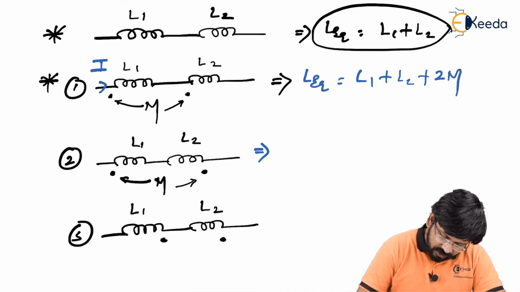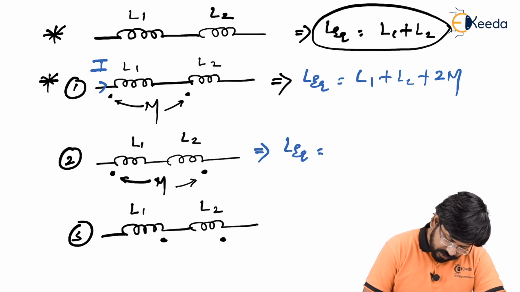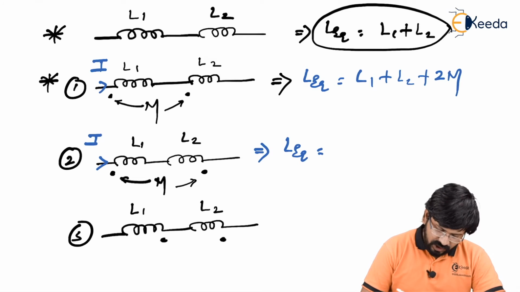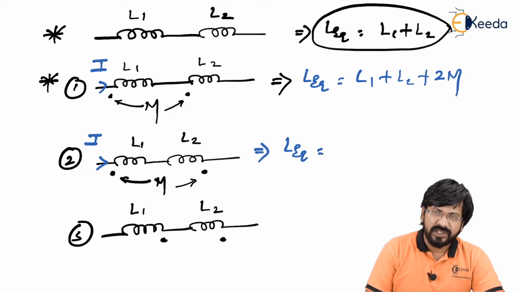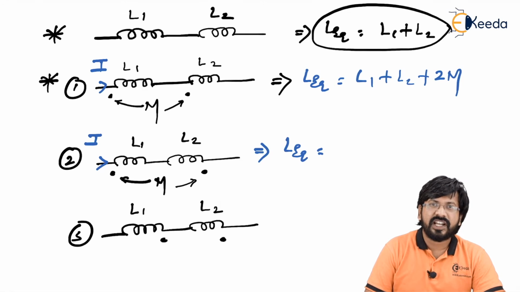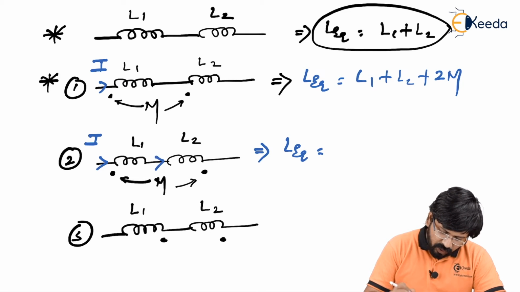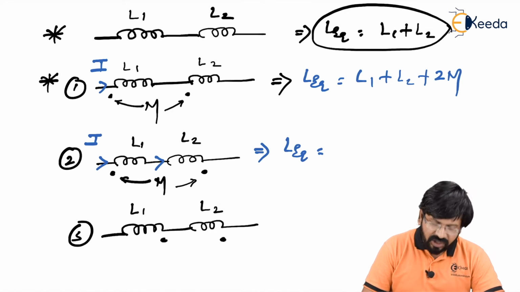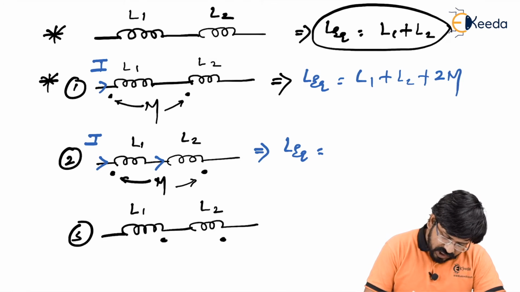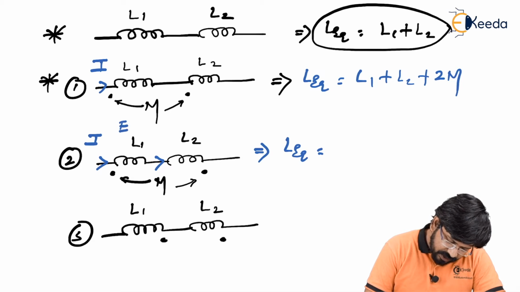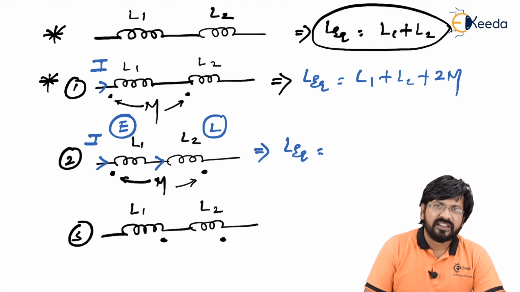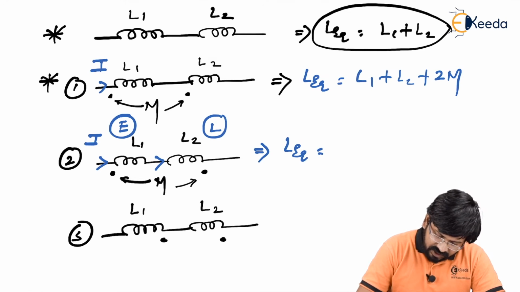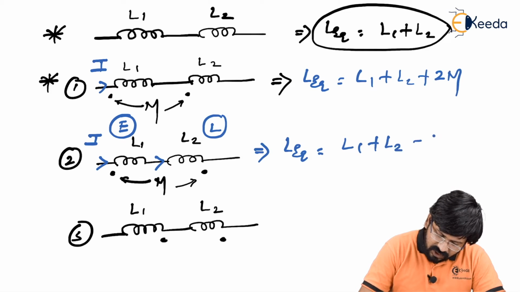For example, let's talk about the second example, L equivalent. As I said earlier, just send some current. For coil number 1, you can check it is entering into the dot first. Therefore, for coil 1, it is called entering by the dot. When the same current progresses ahead, it doesn't enter into the dot first, it enters into the coil first, and from the dot it actually leaves. So for the first coil, it is entering by the dot, and for the second coil, it is leaving by the dot. Can you see, one is entering, the other is leaving. In that case, it is L1 plus L2 minus twice of M.